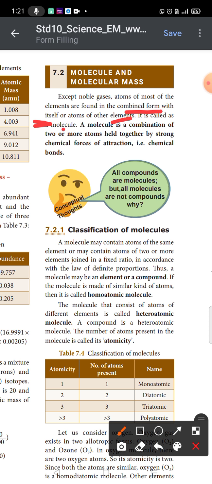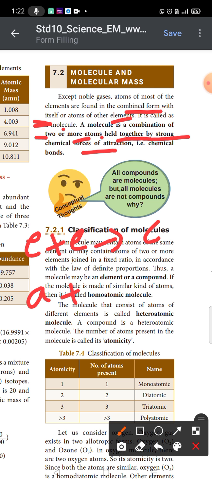That means a molecule is a combination of two or more atoms held together by strong chemical forces of attraction. As we saw earlier, elements plus elements gives compound. Similarly, atoms plus atoms will give a molecule. That's all. Here, in element and element, similar kind of atoms will be joined there.